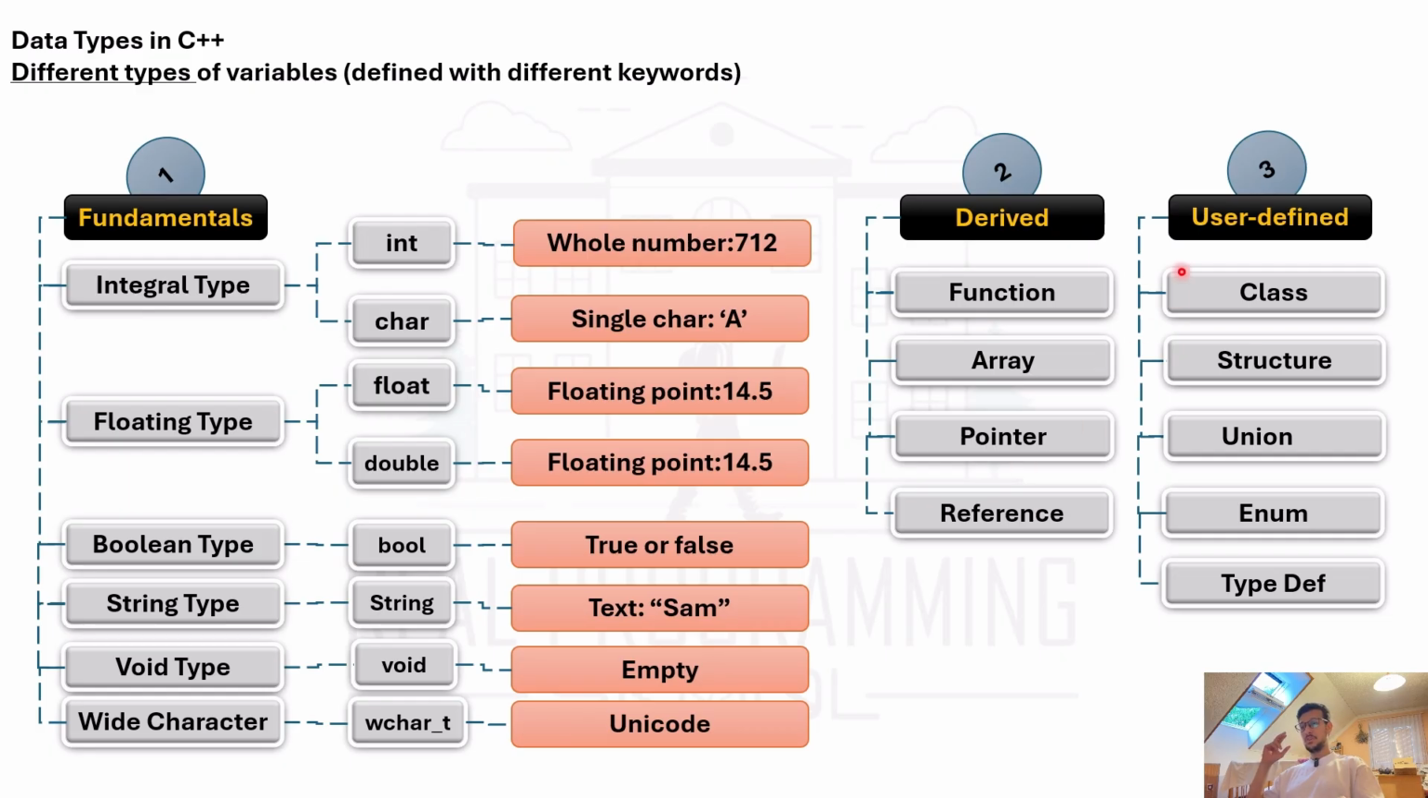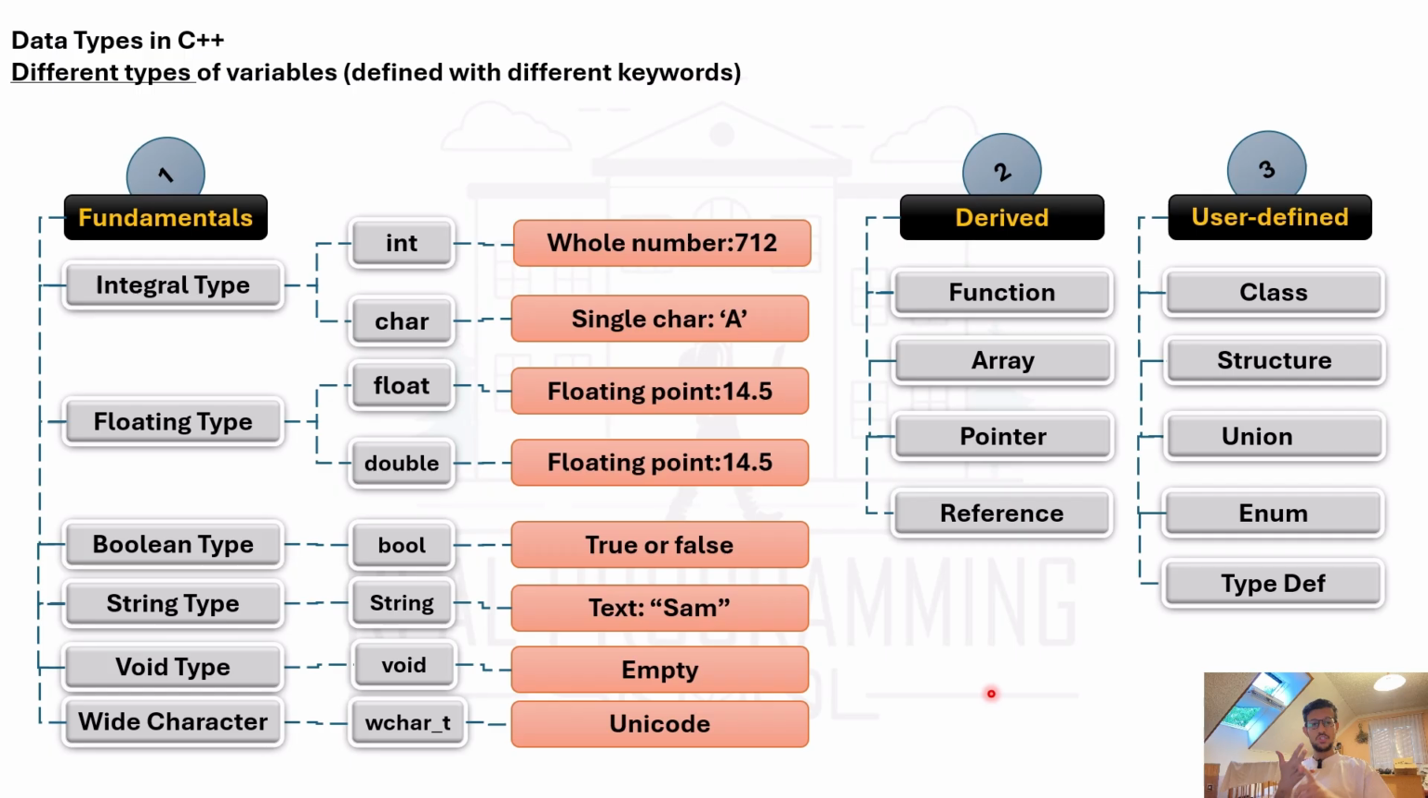But before that, let's remind ourselves of data types in C++. As we said before, we have fundamental data types, derived data types, and user-defined data types. Fundamental data types include the integral type, which includes integer and char, the float type, which includes float and double, the boolean type, the string data type, and the void data type. Void means empty, and we will explain it in the future. Wide character belongs to Unicode, and we said Unicode handles all the languages in the world.